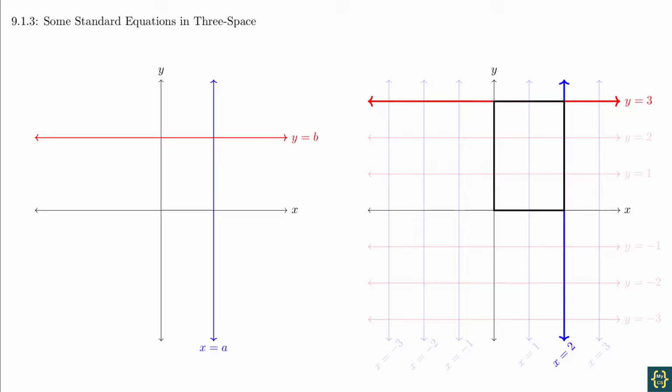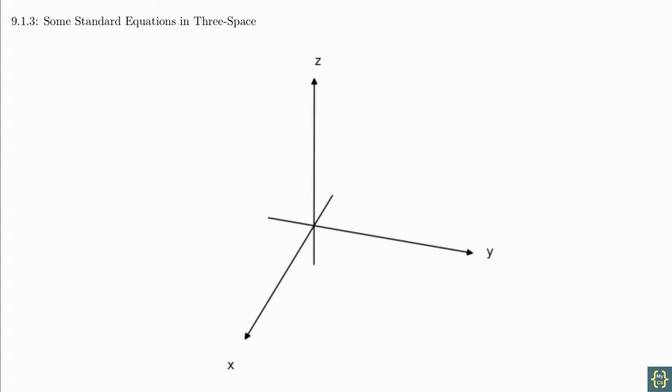These two lines form a rectangle with the axes, and the point (2, 3) is the corner of that rectangle. Another way to say this is that the point (2, 3) is the point that lies on the intersection of these two lines. We're going to take the same idea and apply it to 3 dimensions. Here is our right-handed coordinate grid. The point (2, 3, 1) can be found by moving 2 in the x direction, 3 in the y direction, and 1 in the z direction.